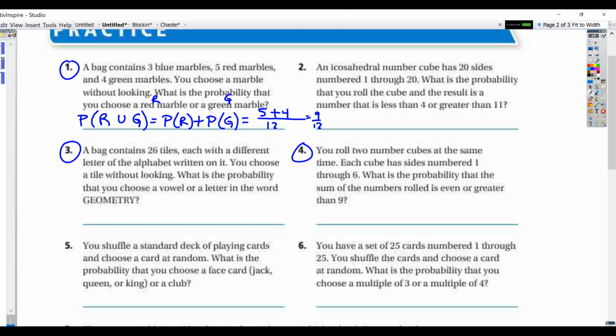Okay, number 3. Go ahead and do number 3. It's a little bit harder, okay? But again, that is what students think. They think mutually exclusive means independent. 2 different concepts, and I will go over that on Monday. And A, E, I, O, and U are the vowels we're going to use.